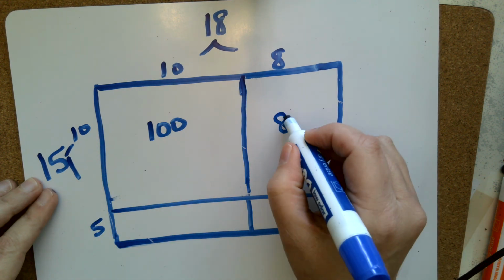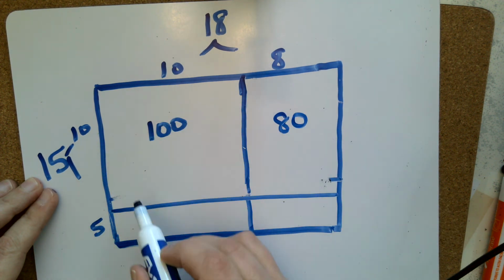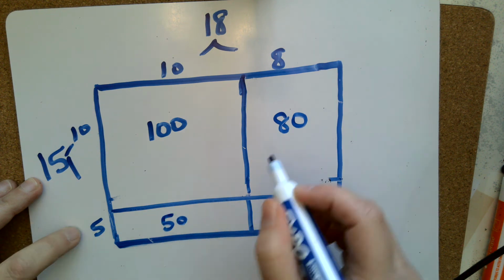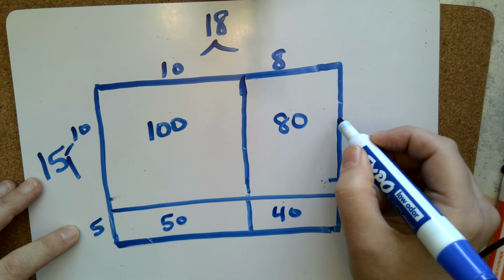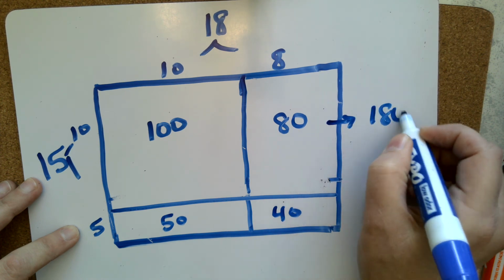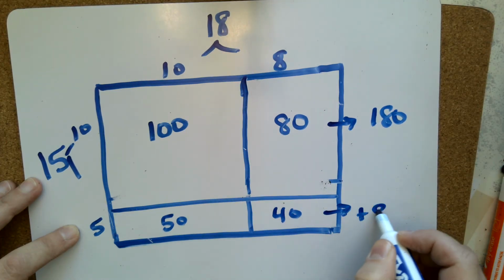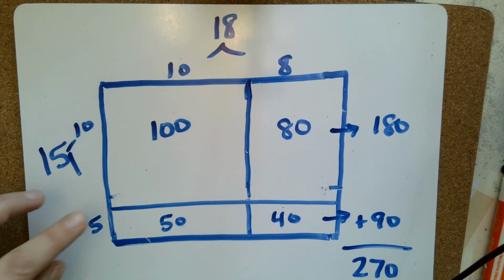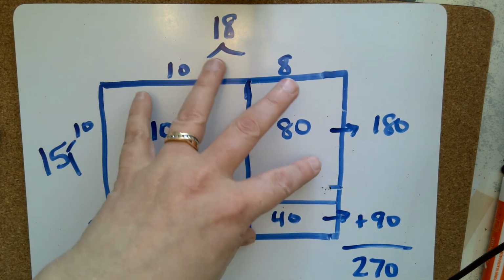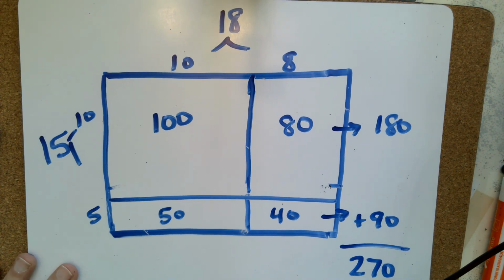10 times 8 is 80. 10 times 5 is 50. And 5 times 8 is 40. And then if we add these up, that's 180 plus 90, and that gives us 270. And there is our answer. So yes, there are more steps maybe involved in this. I might argue that there are not, but it shows a better understanding of what is happening behind the curtain of our multiplication.